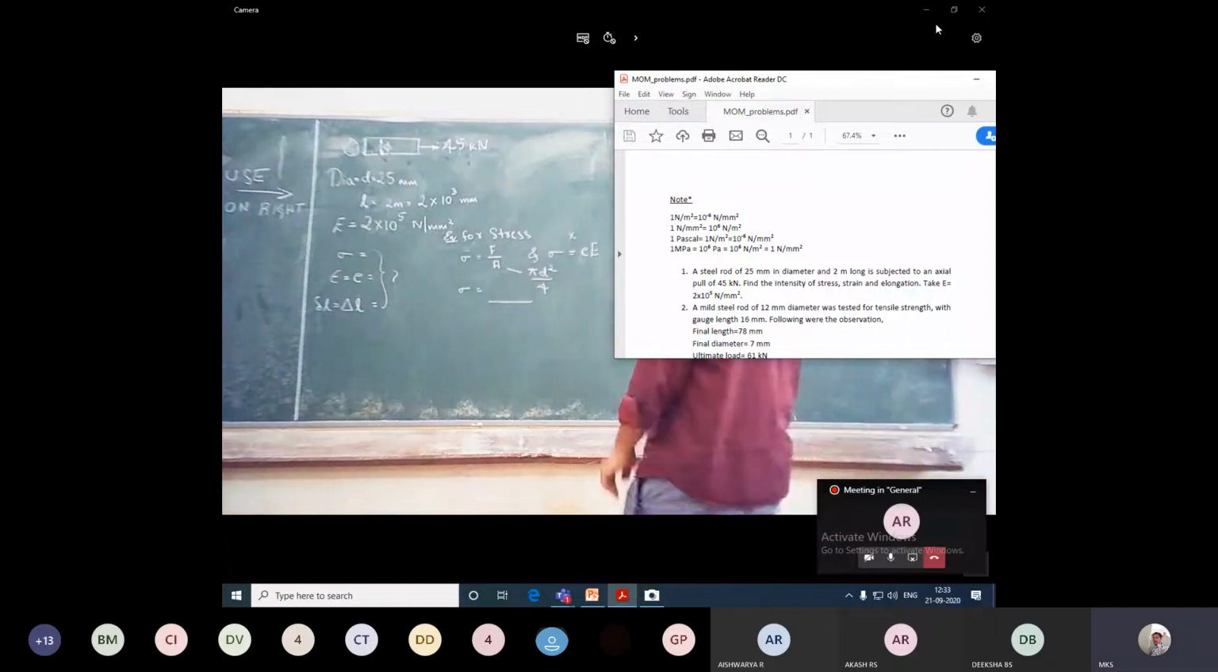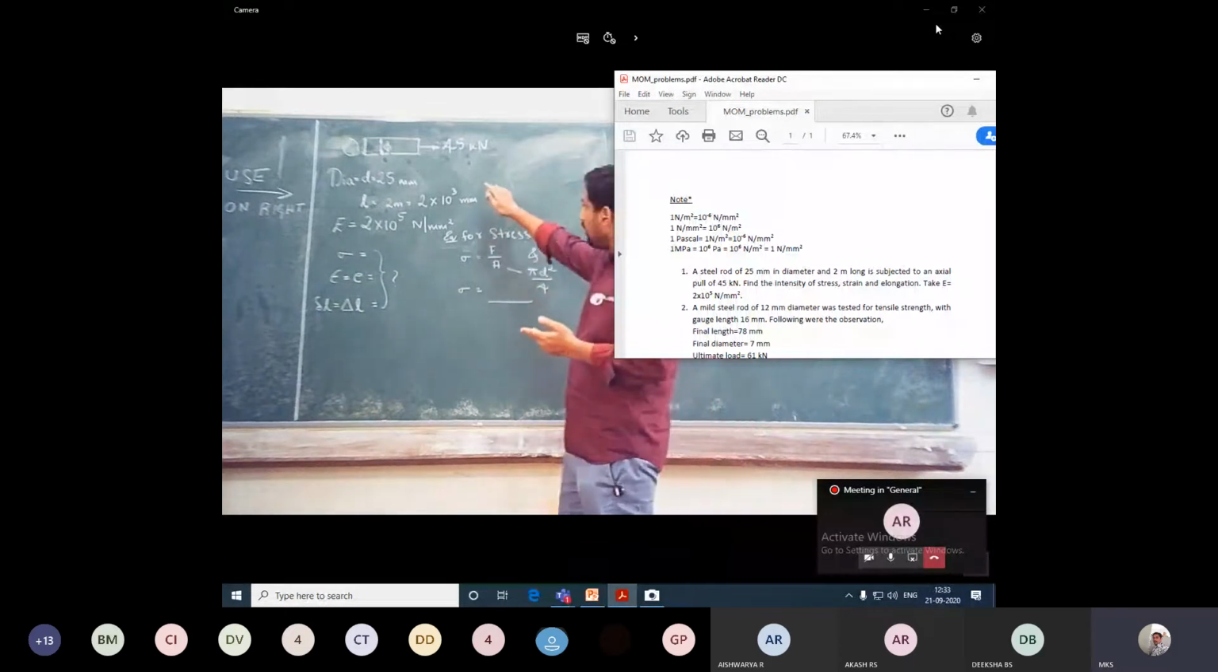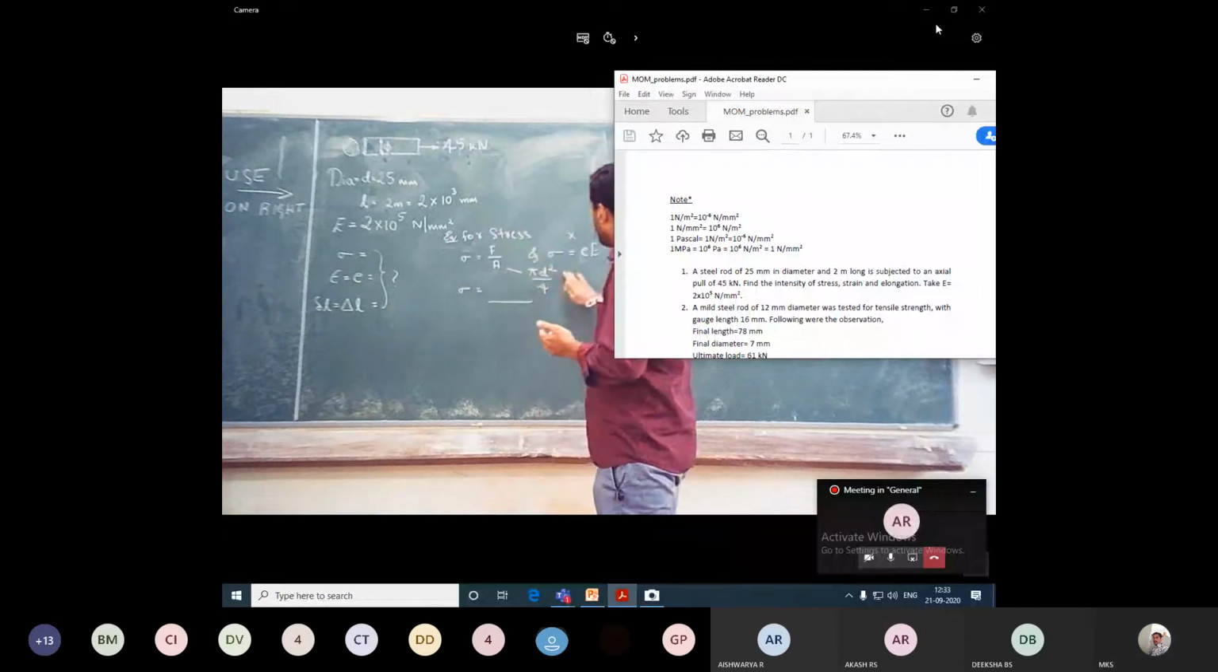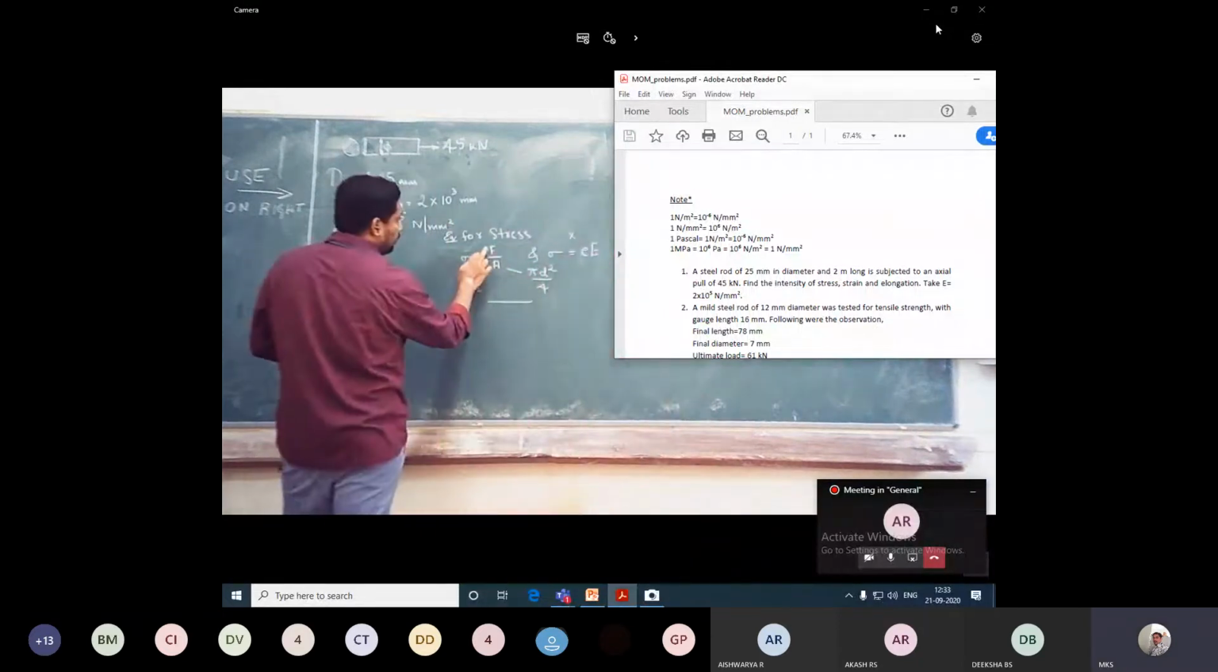So you calculate the area. Area is pi d square by 4. But be careful in problems: the units should be a single unit. I have already converted all the units to mm, so you will get the area as some value in mm square. Then substitute that in force by area.